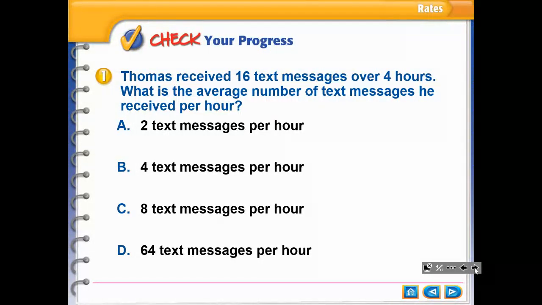And oftentimes, many times, I will write the units first. The question is asking how many text messages per hour, so I write text over hours. Then I put 16 every 4, and naturally 16 divided by 4 will be 4 text messages per hour.